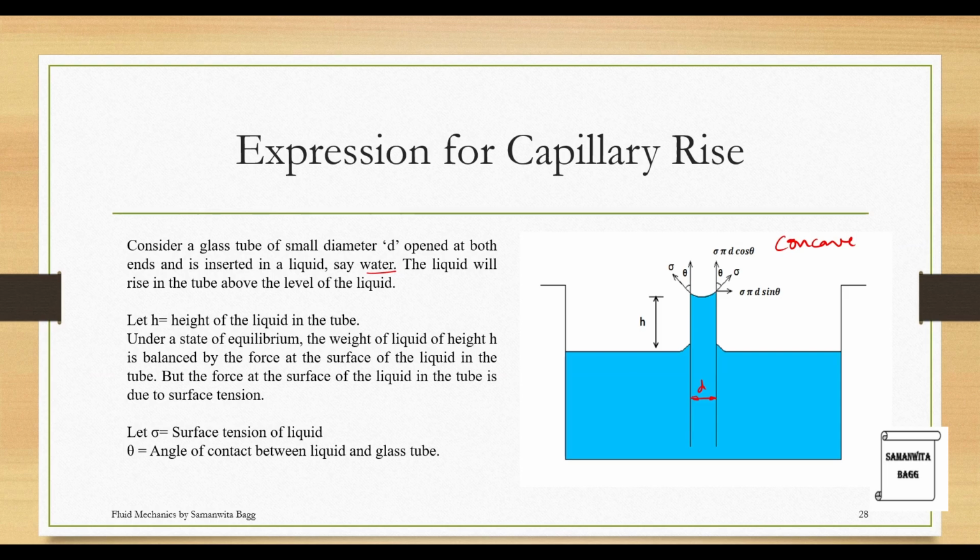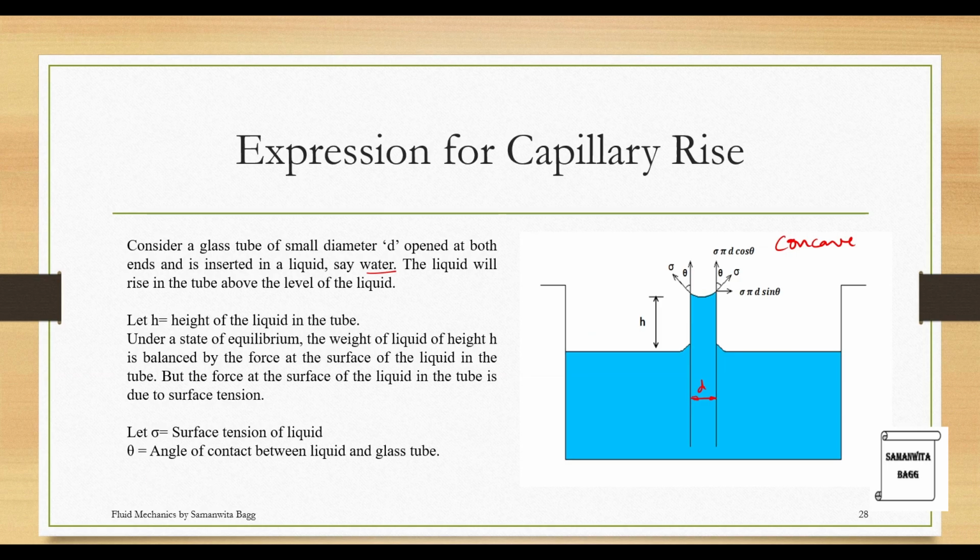Under a state of equilibrium, the weight of liquid of height h is balanced by the force at the surface of the liquid in the tube. So the equilibrium basically happens because this weight of liquid over here is balanced by this force. Now, when you talk about force, you have to first talk about the surface tension. The force at the surface of liquid in the tube is due to surface tension that you can see here, sigma, surface tension of liquid. Theta is the angle of contact, as you can see. For water, it will be approximately equal to 0.